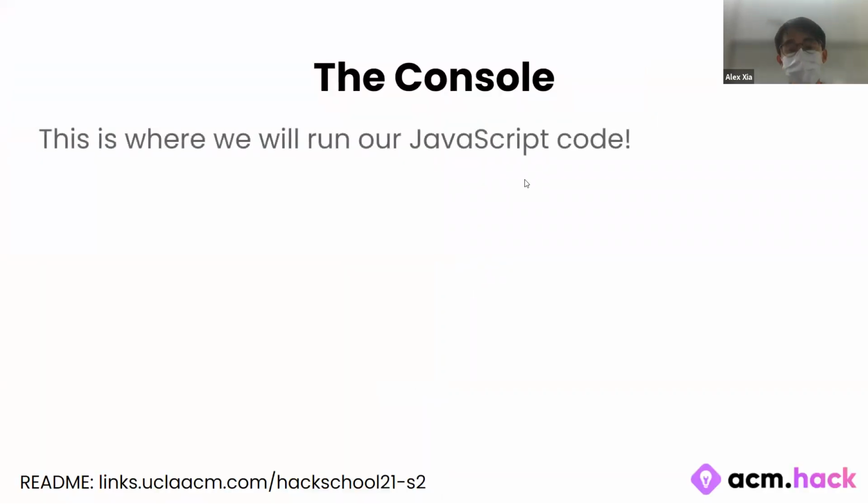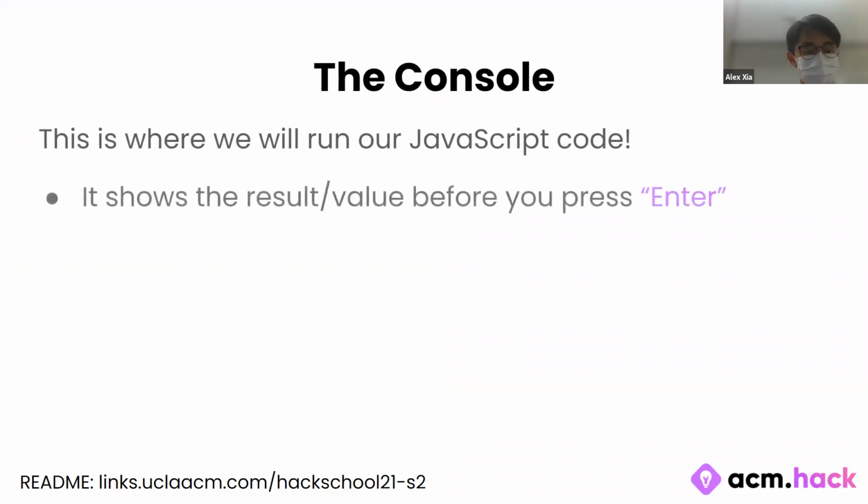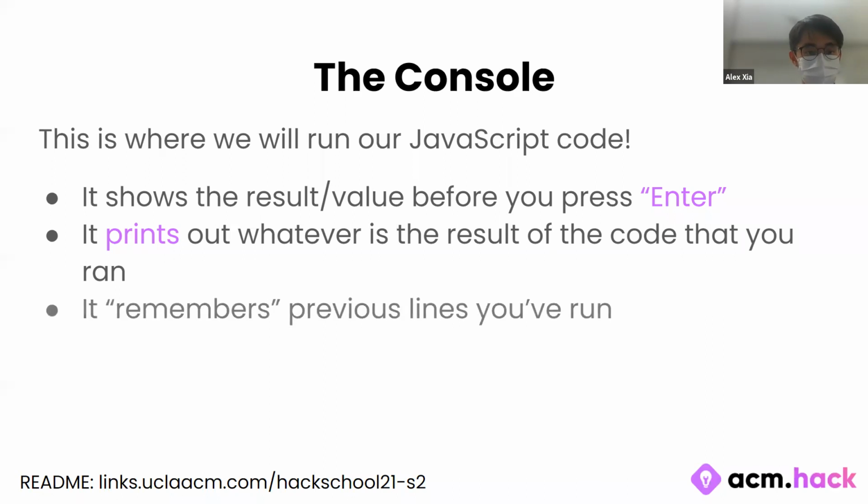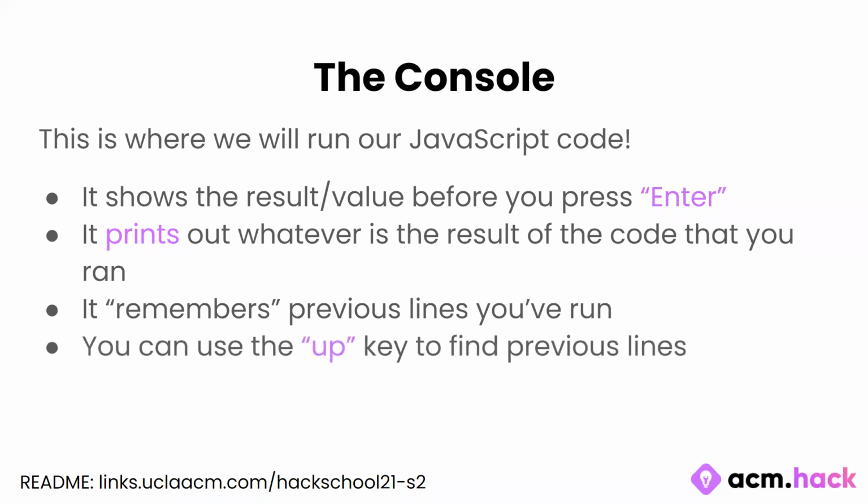This is where we run our JavaScript code. A few features about the console: it shows the result and value before you press enter, and it also prints out whatever is the result of the code that you ran. As I explained before, it remembers the previous lines that you've run, and you can also use the up key to find previous lines. Cool.